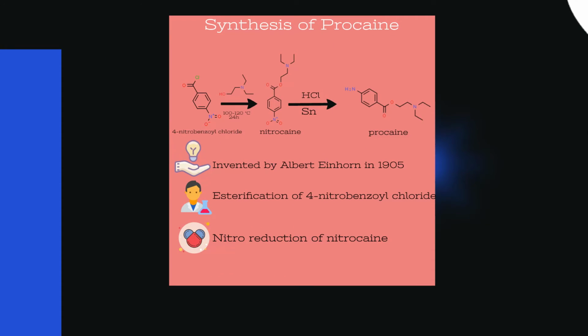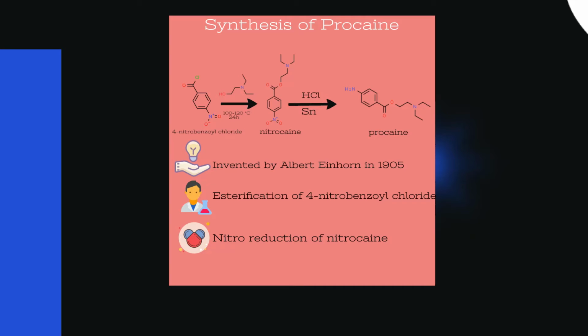Let's talk about the original synthesis of procaine, first discovered by Albert Einhorn in 1905. He began using his starting material for nitrobenzoyl chloride. Then he ran an esterification reaction involving 2-diethylaminoethanol. This, under very warm conditions for 24 hours, yielded the reaction intermediate nitrocaine. Afterwards, he ran a nitro reduction, reducing the nitro group to an amino group using tin as well as concentrated hydrochloric acid, yielding the desired product procaine.